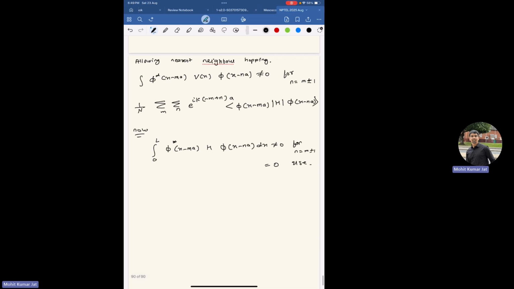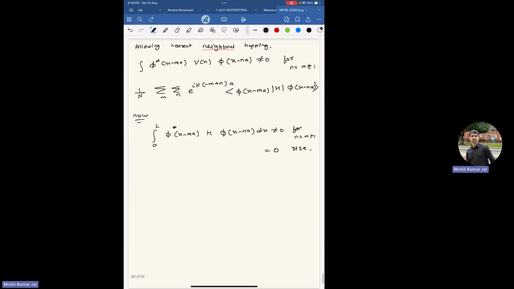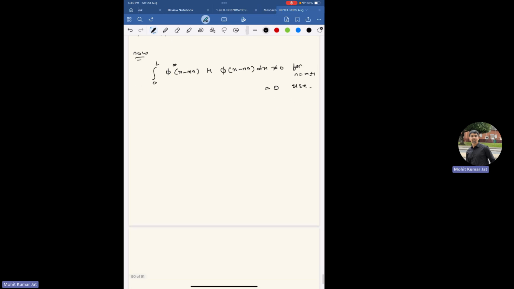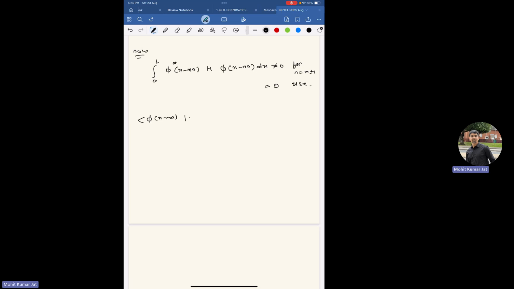Since the first term of this Hamiltonian, the kinetic energy, goes to 0, but the second term, which is phi(x minus ma), the potential delta V(x), which is large, times phi(x minus na) will not be equal to 0. This is large between two atomic sites.